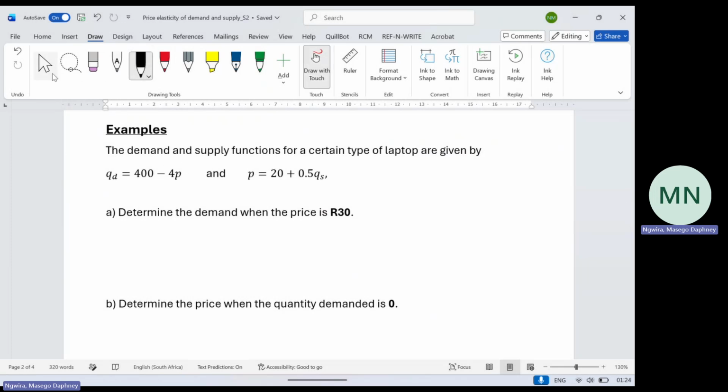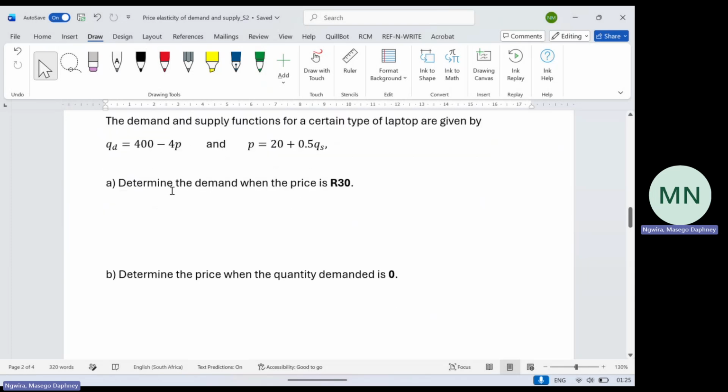So we have examples here. It says that the demand and the supply functions for a certain type of laptop are given by. So we have QD, which is the function for the demand, and then this one is for supply. P is dependent on this in the supply formula, and then this one Q is dependent. All right, so now let's look at the question. So you have two functions. This one is for supply, you will see the S is there. This one is for the demand, you see it with the D.